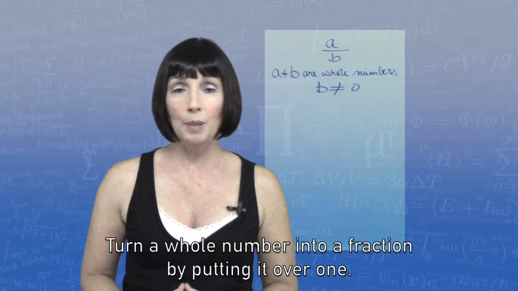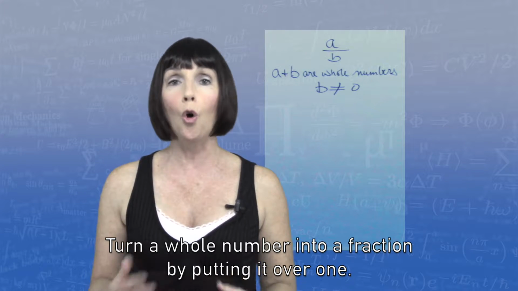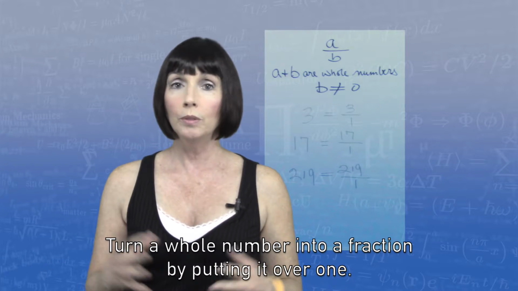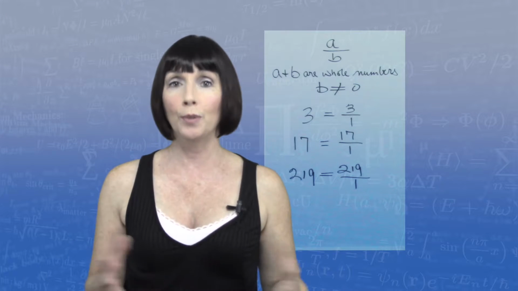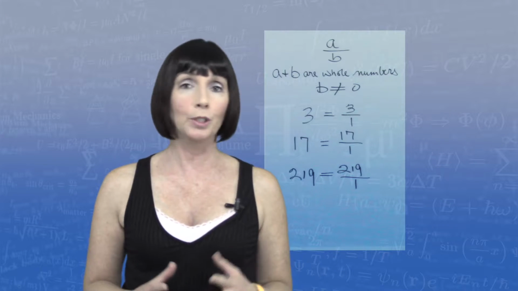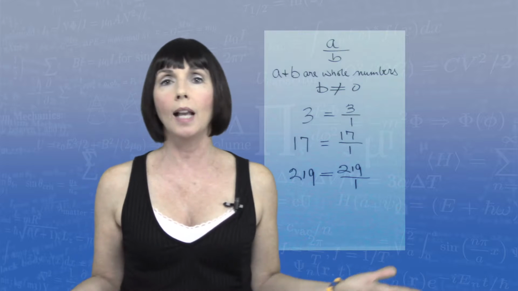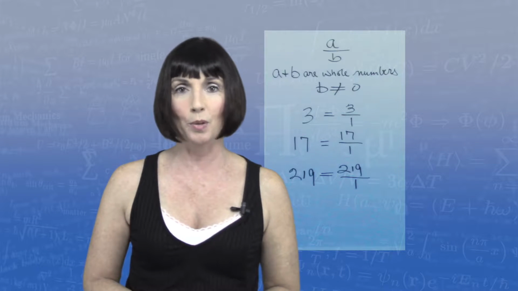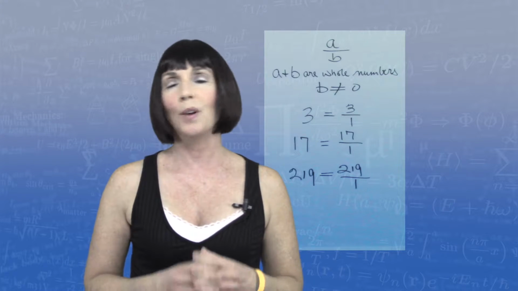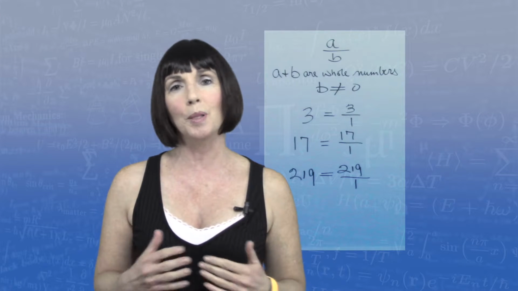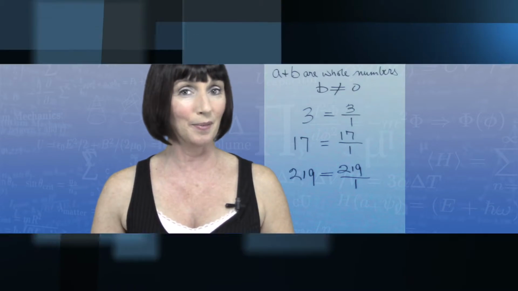Any whole number can be written as a fraction by putting it over the number 1. So 3 is equal to 3 over 1. 17 is equal to 17 over 1. 219 is equal to 219 over 1. You get the idea. You can write any whole number as a fraction simply by putting 1 in the denominator.